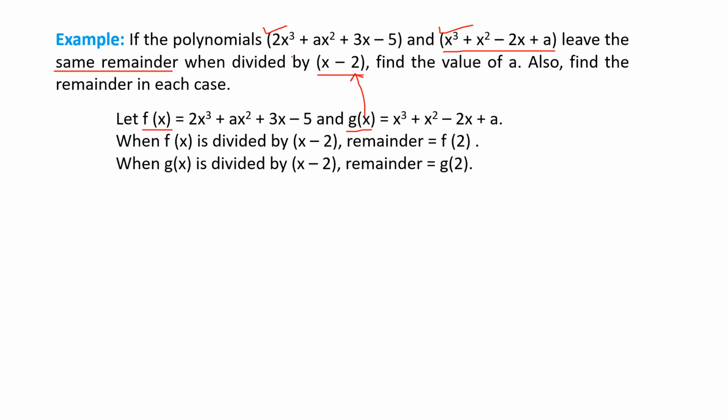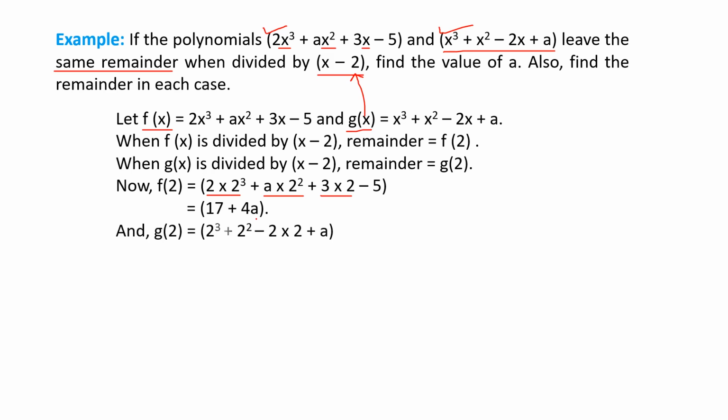So first, f of 2. We will substitute 2 in place of x in f of x. So we substitute, and we will get 16 plus 4a plus 6 minus 5. That is 1. So we get 17 plus 4a. Now g of 2. Substitute 2 in g of x. See carefully. 8 plus 4 minus 4. So these two will cancel. We'll get 8 plus a.